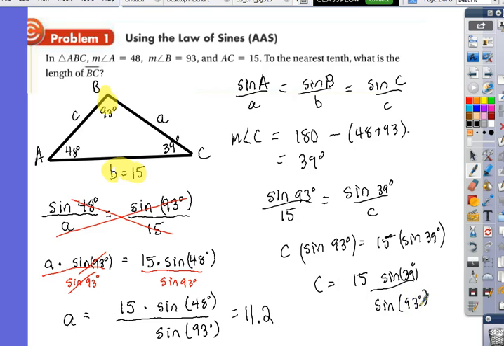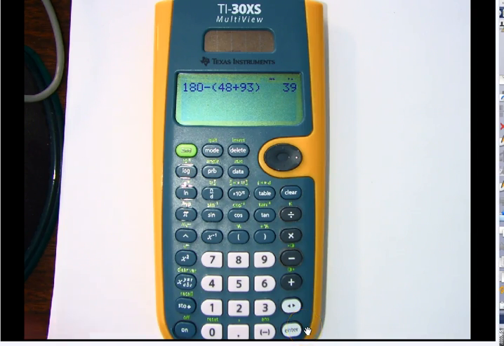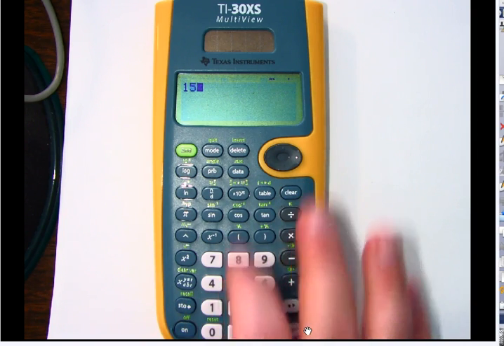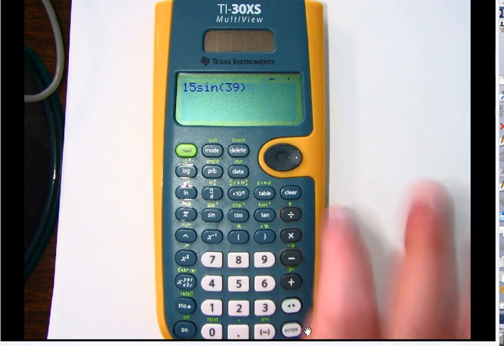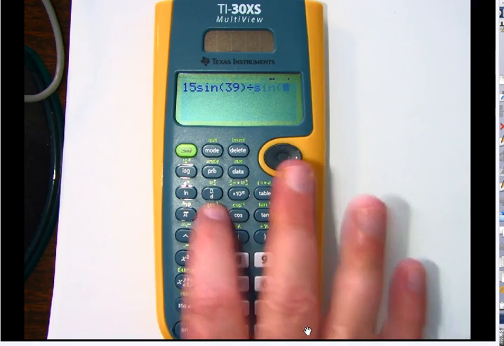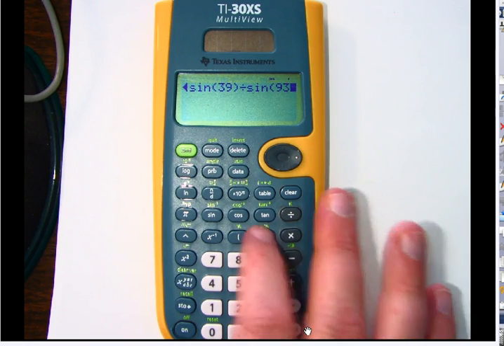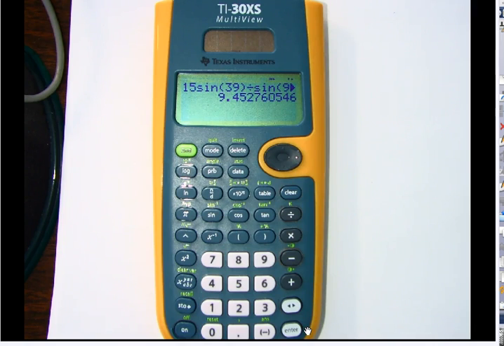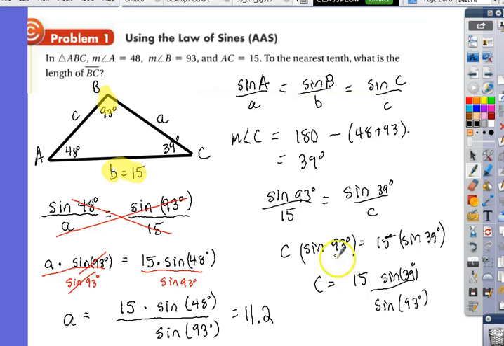So I would type that into my calculator. How's that going to work going into my calculator? It's going to look like this. 15 sine 39, close the parentheses, divided by sine 93. And Caroline, your calculator, when you hit the new trig function, might auto-close the parentheses. So that's going to be 9.5 when I round off. So I go back and put 9.5 here.